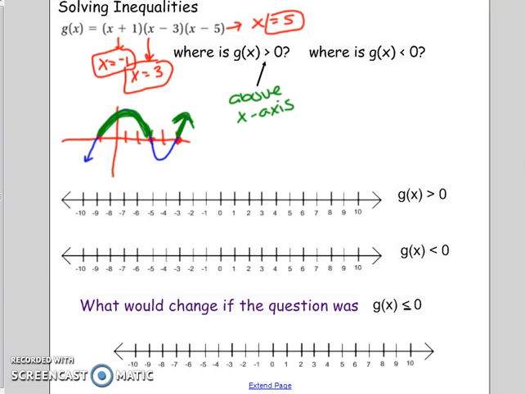Okay, and where is it less than 0? So I'm going to do this in purple. Okay, so what's highlighted in purple is below the x-axis, and that's where it's less than 0.